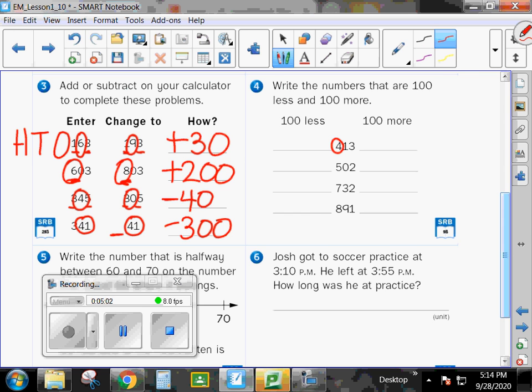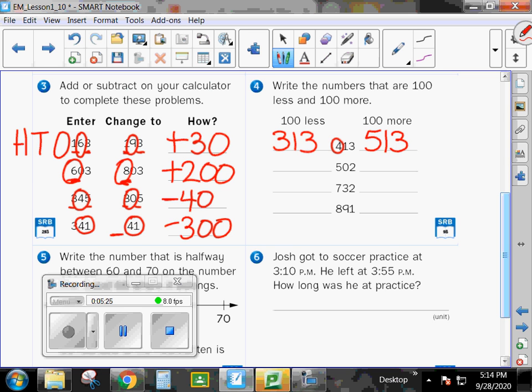Well, 4 is in the hundreds place. So if I want to do 100 less, if I have 4 hundreds, now I have 300. Whoops, but I got to put in my tens and ones, don't I? So now I have 313. The only thing that changes, guys, is the digit in the hundreds place. 100 more would be 513. Check your work, guys.